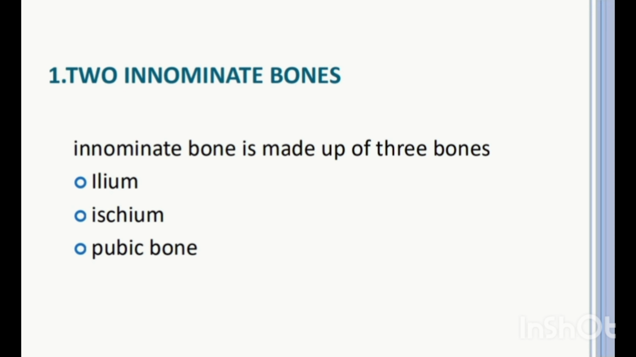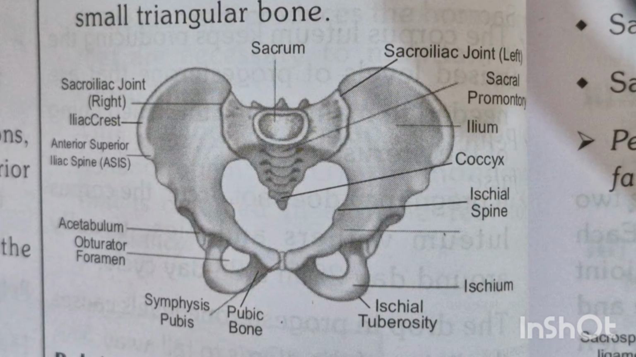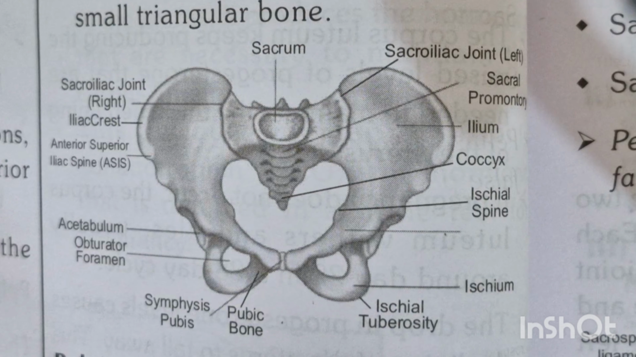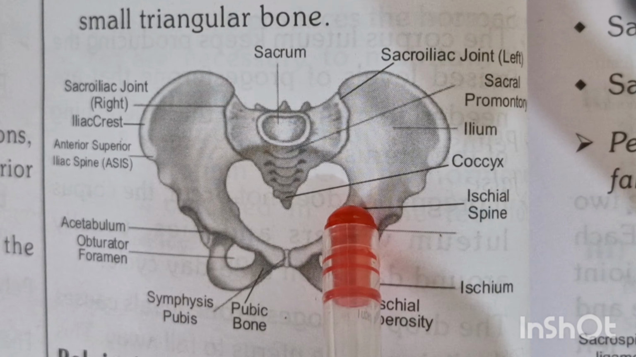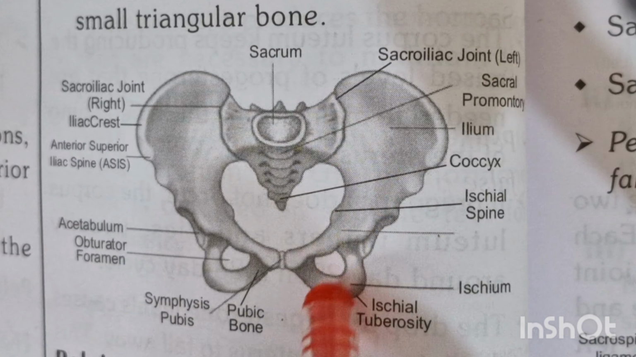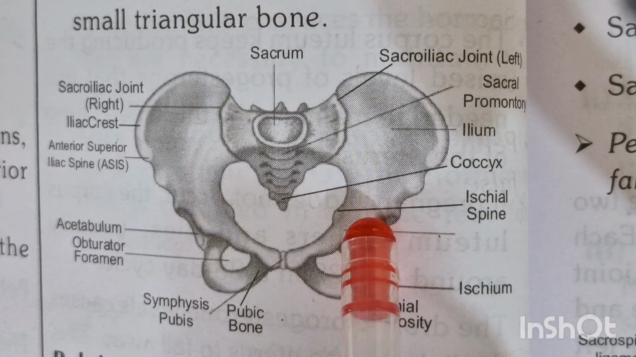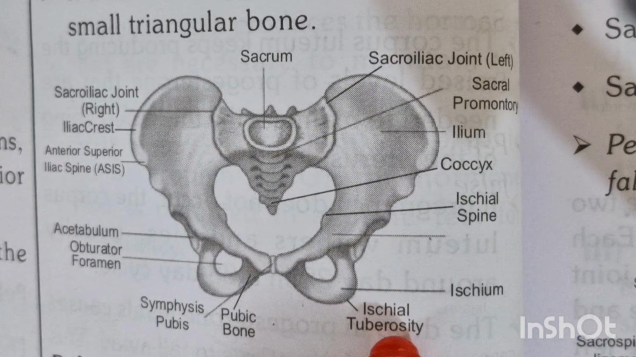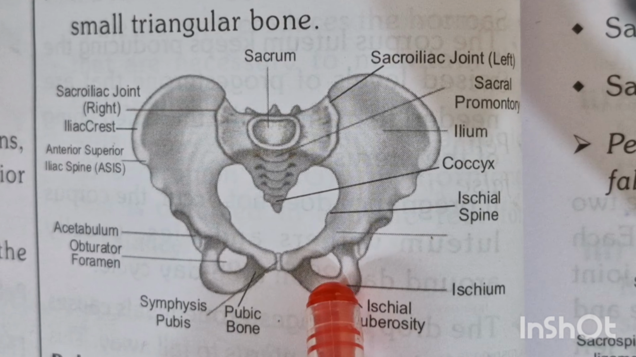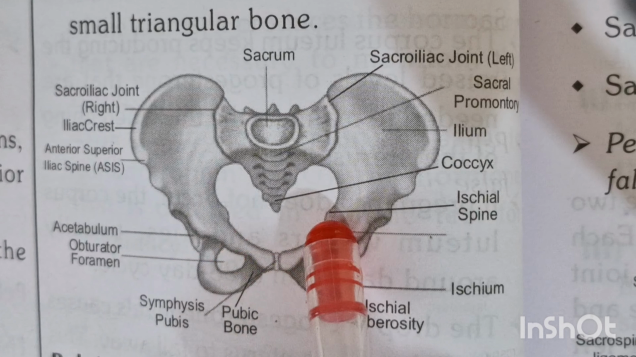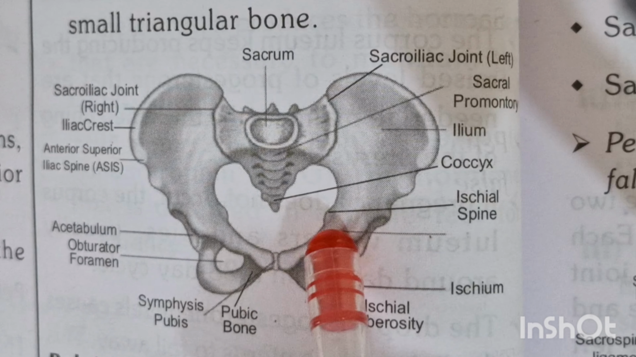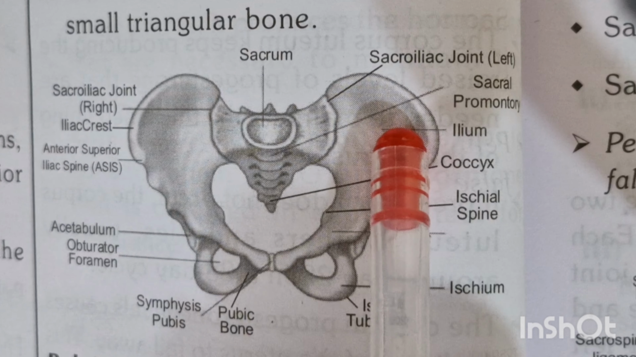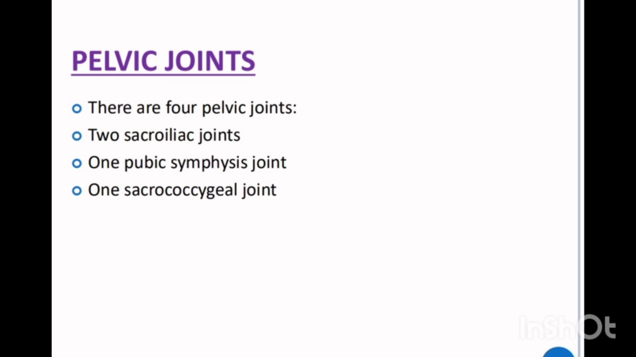There are 2 innominate bones. So these are the hip bones, and each hip bone is made up of 3 bones. They are called innominate, meaning not movable. This flat part is called the ilium, this is called the ischial tuberosity, and this front part is called the pubic bone. So: pubic bone, ischium and ilium. Now we will see the pelvic joints.